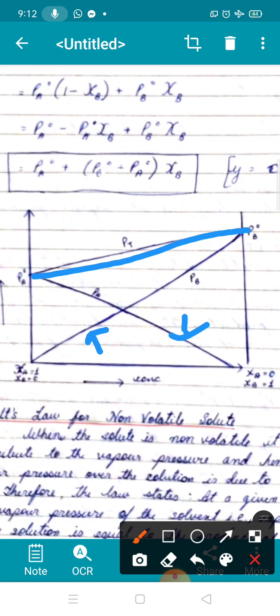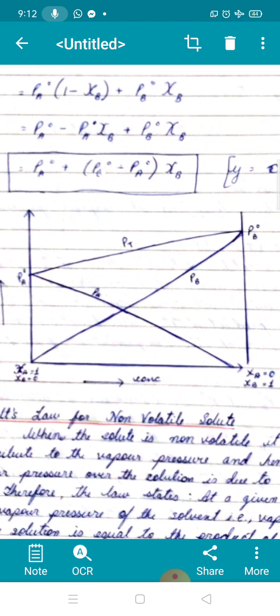But it may also happen that PB0 is less than PA0. In that case, the graph will be a decreasing graph. And here PB0 minus PA0 will become negative. I hope you understand this. Since PB0 is smaller than PA0, the slope will become negative. And the line joining PA0 and PB0 is the graph for P total. I hope the graph is clear to you.